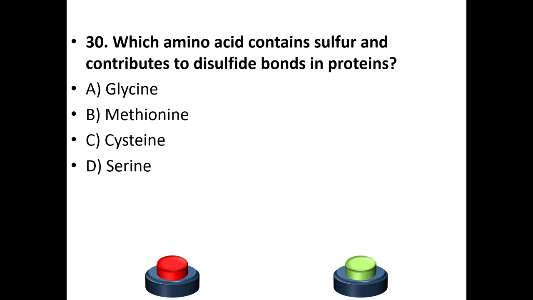30. Question number 30. Which amino acid contains sulfur and contributes to disulfide bonds in proteins? A. Glycine, B. Methionine, C. Cysteine, D. Serine. Which is the answer? Here the answer is C, cysteine.